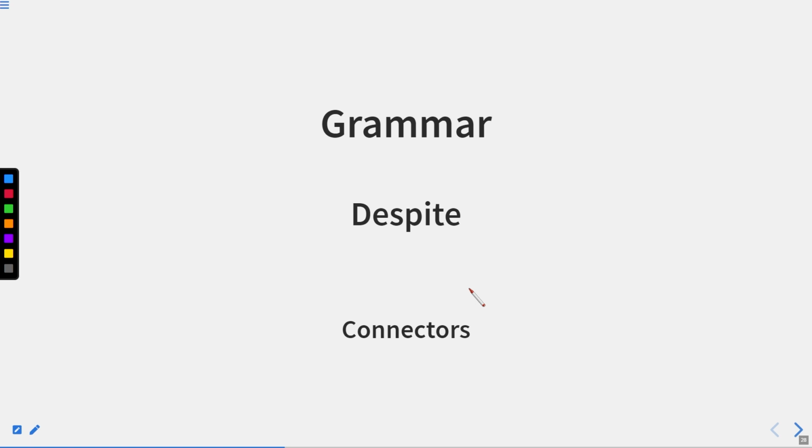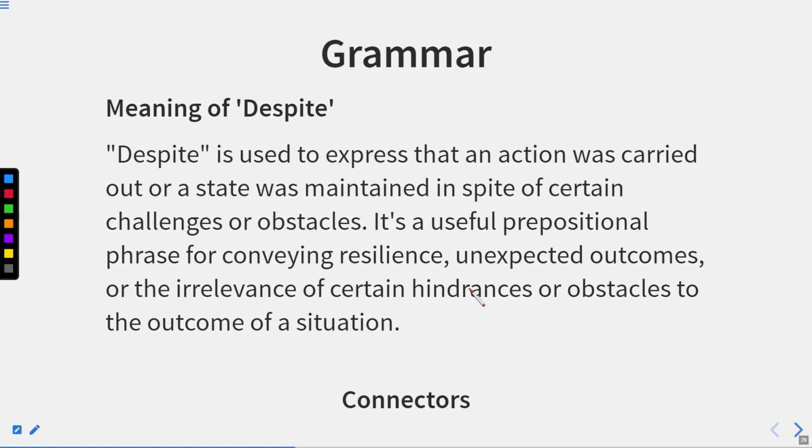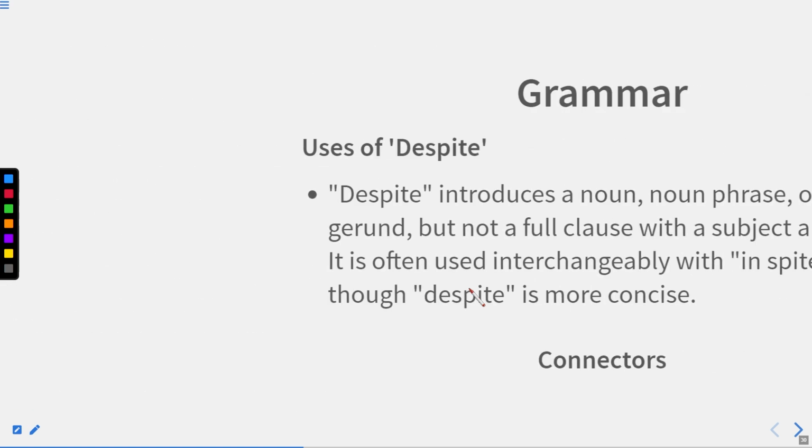Now let us discuss the word despite. Well, despite means the same as in spite of. So we'll just proceed thoroughly but fast. Despite is used to express that an action was carried out or a state was maintained in spite of certain challenges or obstacles. It is a useful prepositional phrase for conveying resilience, unexpected outcomes, or the irrelevance of certain hindrances or obstacles to the outcome of a situation.